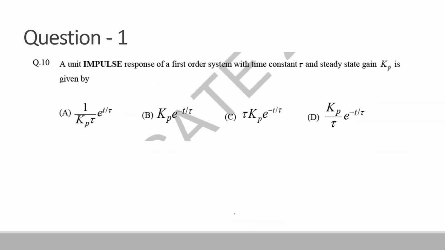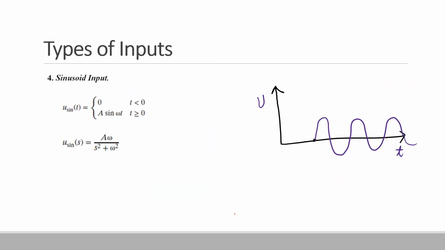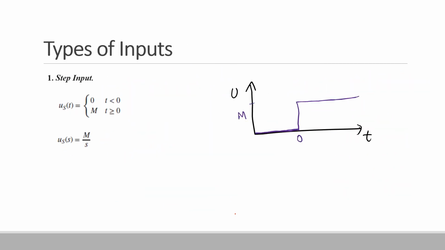Now we will study different kinds of inputs to the system and then move on to the numericals. We studied that the transfer function of the system can be written as G of s equal to Y of s upon X of s. This X of s, we call it the input to the system. Now we will study what different kinds of inputs are possible in the system. The first one that we are studying is the step input.